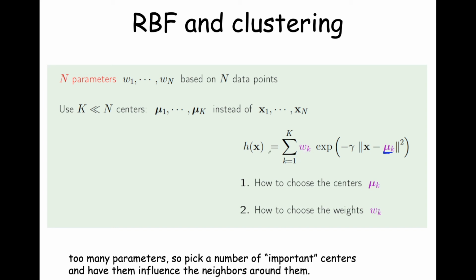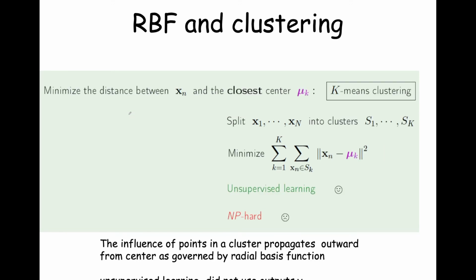Because we had too many parameters with these w's, we pick a number of centers and we let these centers have influence on the neighboring points around them, rather than using every single in-sample point, which doesn't work. If N gets bigger, our complexity blows up. Okay. So the idea then is to minimize the distance between each one of our in-sample points x_n and the center mu k that's closest to it.